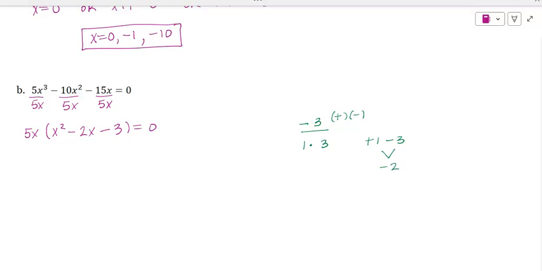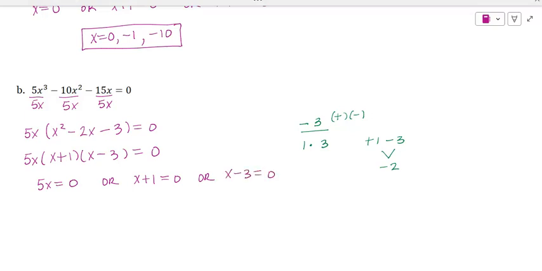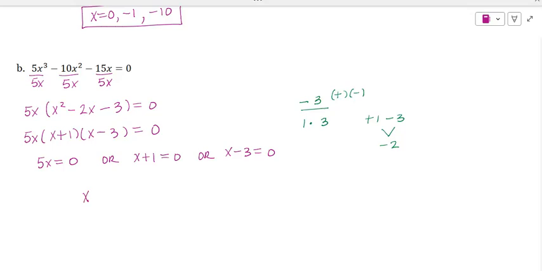So again, because there's a 1 in front of the x squared, I can take those numbers that I found and put them directly into the parentheses. So I have 5x times x plus 1 and x minus 3. And now I split this into 3 separate equations. 5x is equal to 0, or x plus 1 is equal to 0, or x minus 3 is equal to 0. So it looks like I'm going to get 3 solutions again. I've got x equals 0 from the first one, x equals -1 from the second, and x equals +3 from the third.